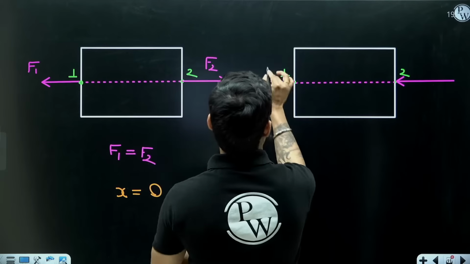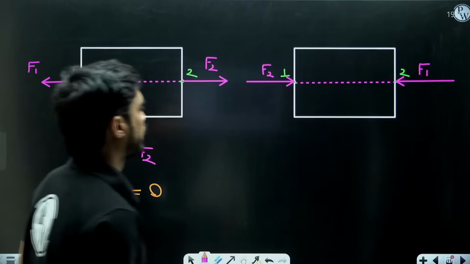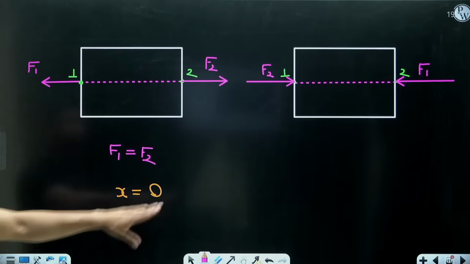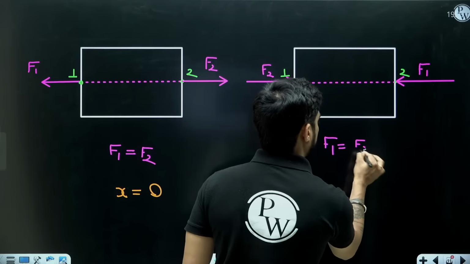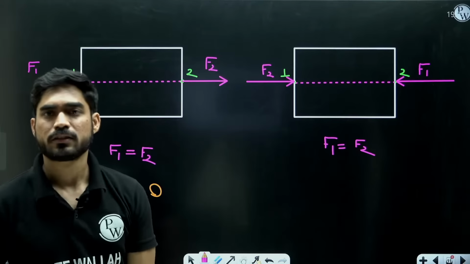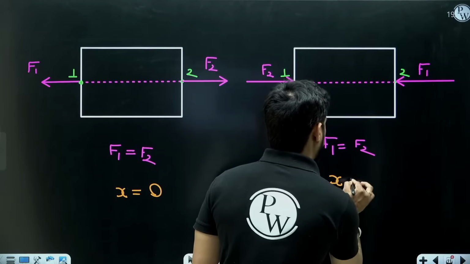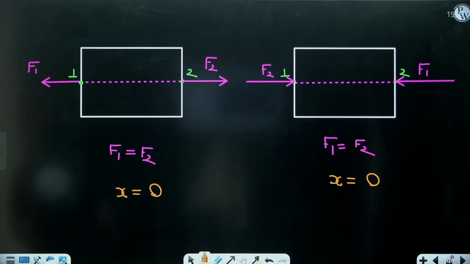Now this is F2 and this is F1. Can you tell me what will be the external effect here? Still F1 is equal to F2. What will be the external effect here? Again 0. Very good. Again the external effect remains the same, 0 displacement.